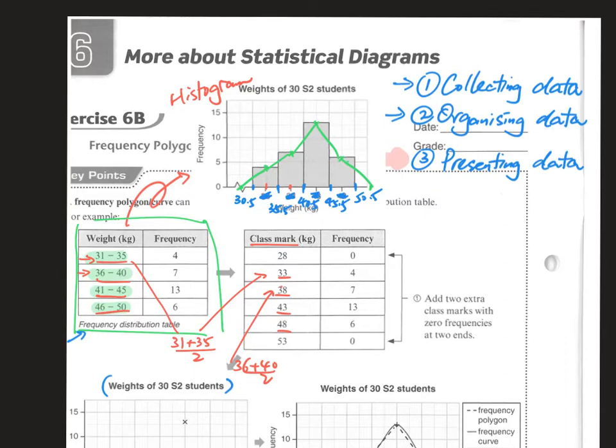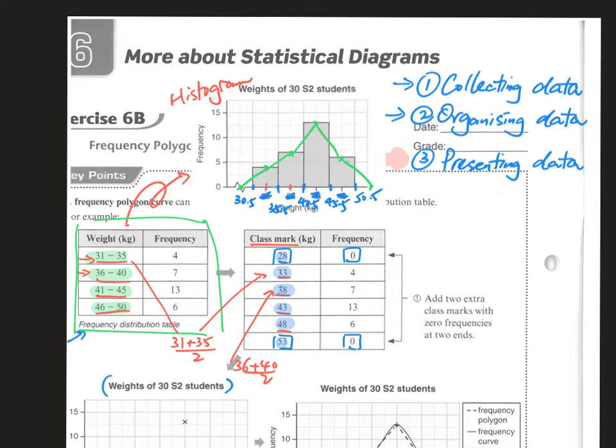The only thing you need to remember is that at the two ends of the frequency polygon, it should drop to 0. So you can see 38, 33, and the previous class mark should be 28. Similarly, for 43 and 48, the next class mark will be 53. So these are two special class marks you need to add in your frequency polygon. In these two class marks, the frequency will be 0. This is the preparation work you have to do before you sketch a frequency polygon from the very beginning.